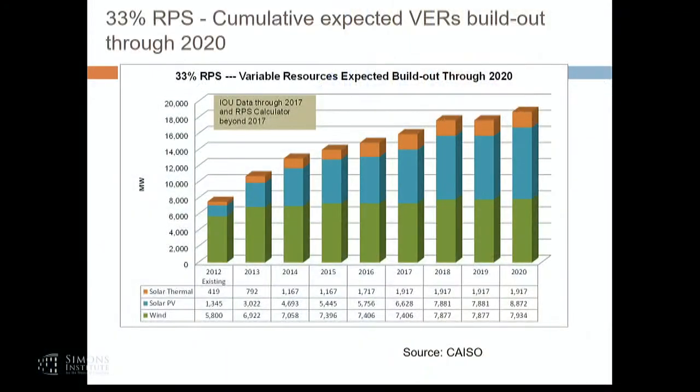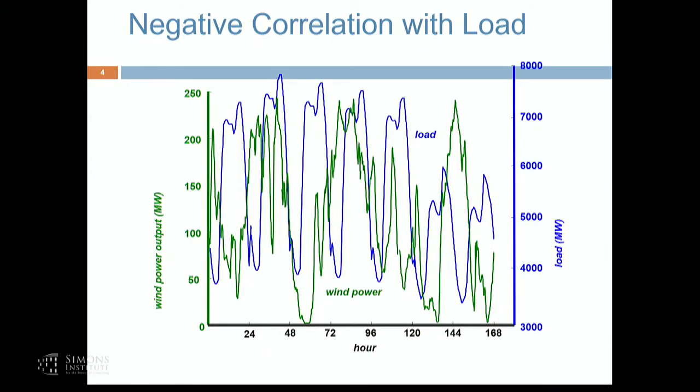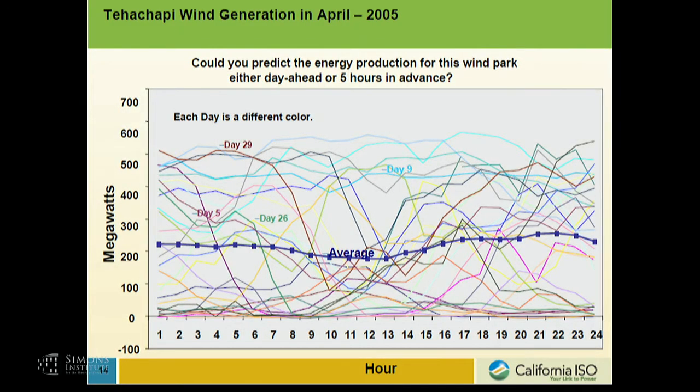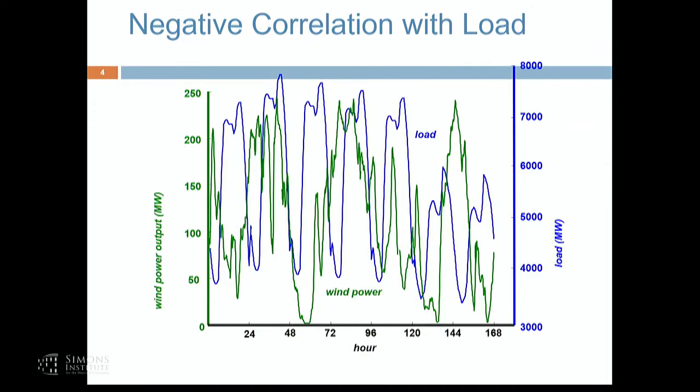So first of all, why do we need flexibility? This shows rapid penetration of renewables. California is aiming, actually already achieved, a 33% renewable portfolio standard by 2020. And that consists of wind and solar. And the problem is that wind is very unpredictable. This is called the spaghetti chart: until you get very close to real time, you don't know how much you're going to get. Furthermore, it's negatively correlated with load. Most of the wind blows at night when we don't need it.